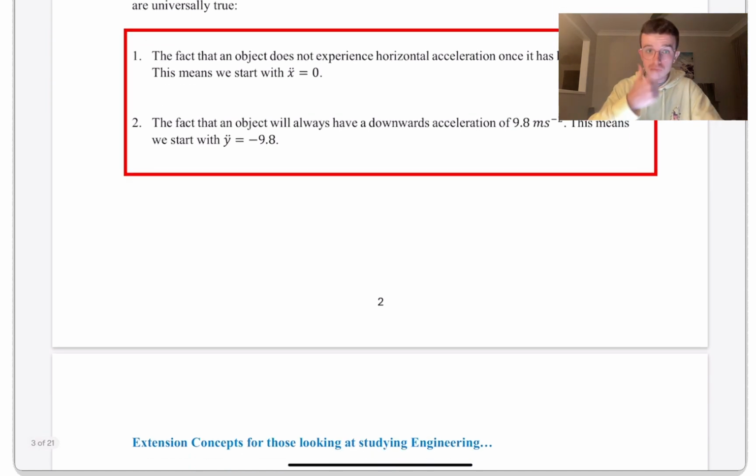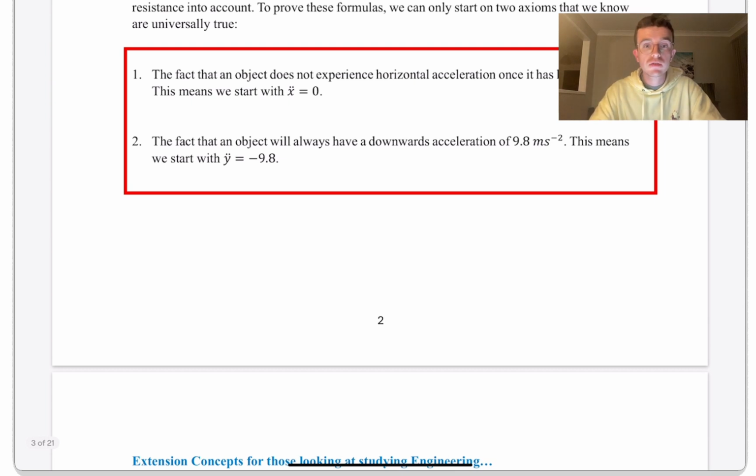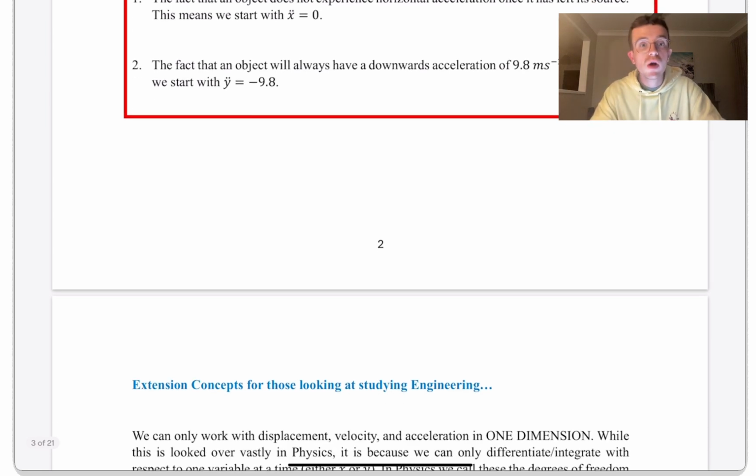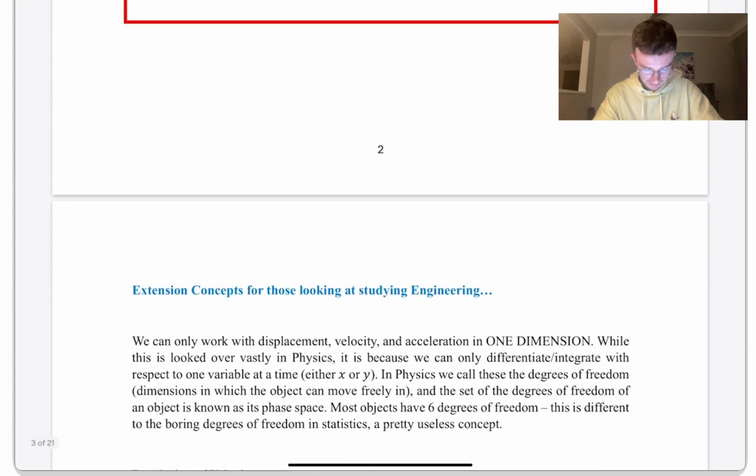Number 2 though is the fact that an object will always experience a downward acceleration of 9.8 meters per second squared. We should be familiar with that from science and physics, that's our acceleration due to gravity. We know that all objects moving in free space are always acted upon by a downward acceleration, which is 9.8 meters per second squared. Now, this is universally true anywhere on Earth. It does differ a tiny bit depending on whether you're at the top or the equator of Earth, but realistically we don't care about that. And often we just approximate it to be 10. Because of this, we're going to start with y double dot is minus 9.8. Okay.